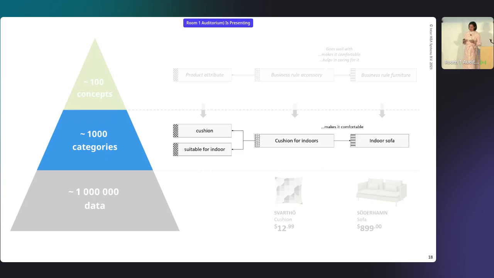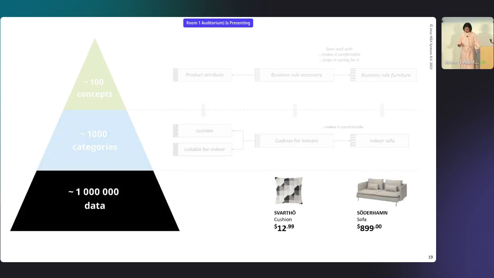And then we have another business rule, the business rule for the furniture, which is the indoor sofa. So that also is driven from attributes such as the shape of the sofa and the fact that it's suitable for indoors. And then finally, we're connecting these two rules and saying that the cushion for indoors makes the indoor sofa comfortable. And that's not the only rule. There are many of these different kinds of combinations. And this is the level where our interior designers are working on defining these rules.